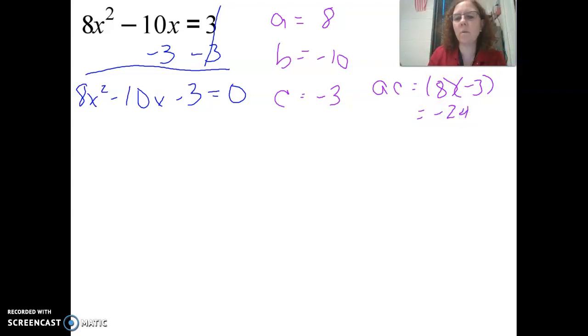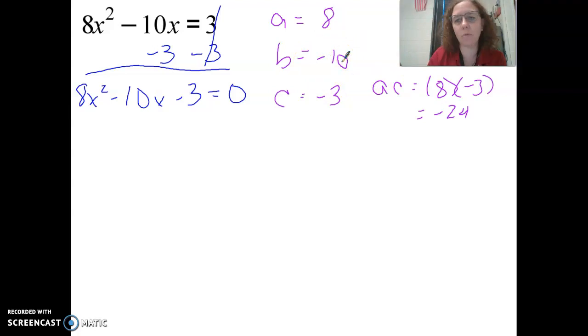Okay, so now think about what I want my two numbers to do. I want them to multiply to be negative 24, and I want them to add to be negative 10. Always multiply to be this one and add to be B. Okay, so let's go through our times tables for 24. So I've got 6 and 4. Well, 6 and 4 add up to be 10, but look, this is a negative 24, which means either my 6 or my 4 would have to be negative. So negative 6 plus 4, that's negative 2. Positive 6 and negative 4, that's positive 2. Neither one of those is going to give me the 10. Okay, so let's keep thinking.